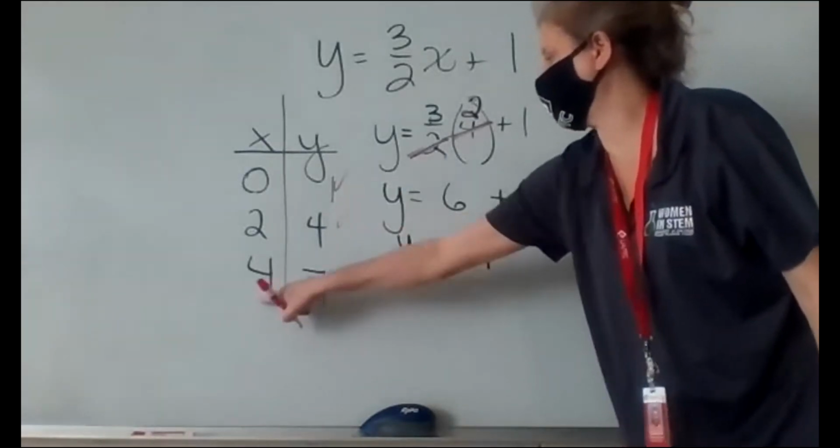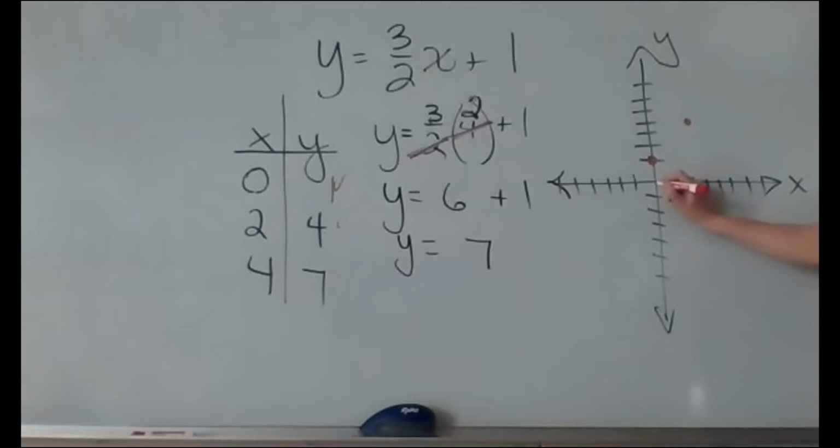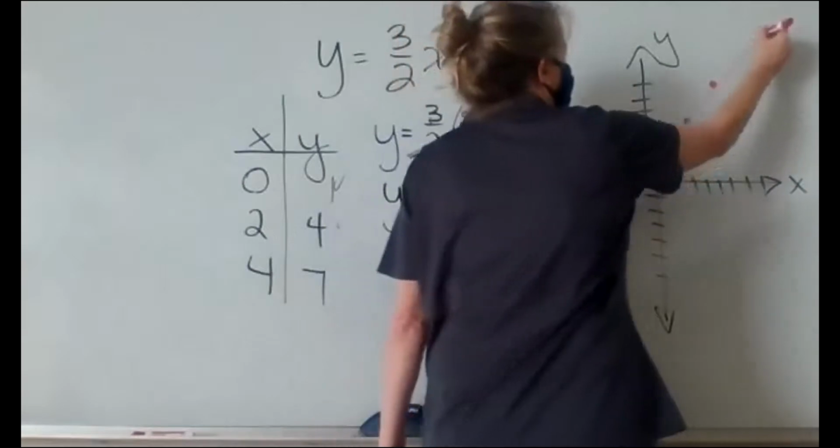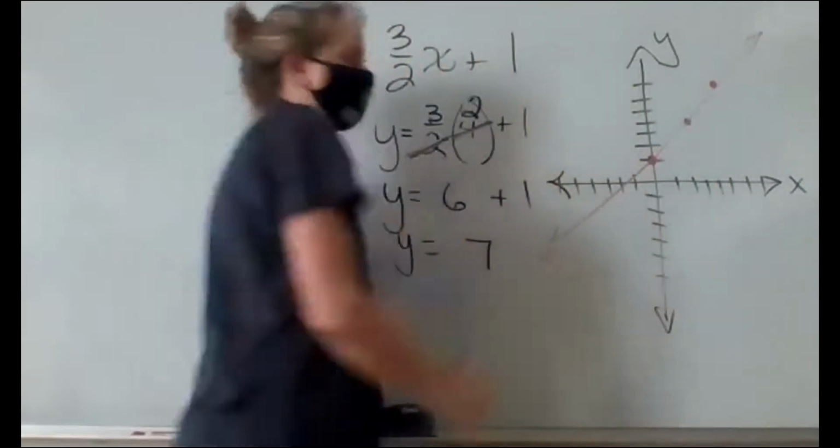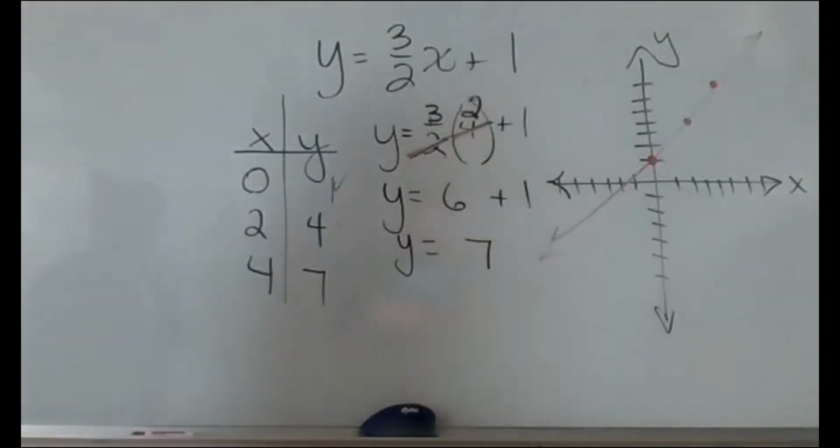My last point is at 4, 7. So my X move tells me to go to the right 1, 2, 3, 4. My Y move tells me to go up 7. 1, 2, 3, 4, 5, 6, 7. And look where it is. So you'll notice, if you connect all 3 of those points, there's the line that you have graphed.